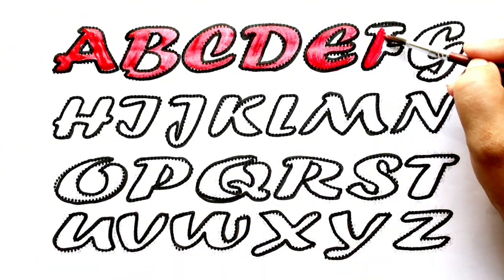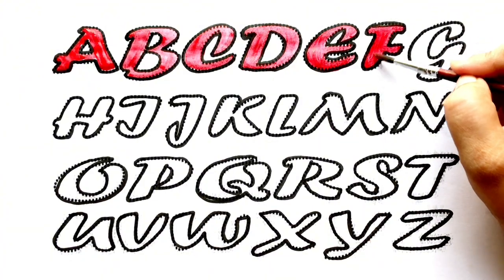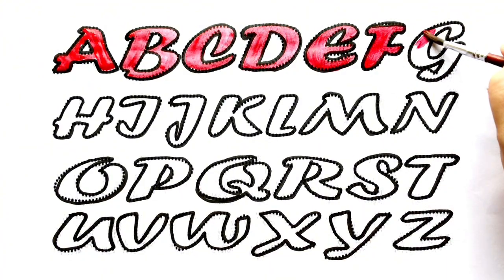F for frog. D, E, F, G, H, I, J, K, L, M, N, O, P, Q, R, S, T, U, G for grapes. W, X, Y, and Z. Now I know my ABCs. Next time, won't you sing with me?